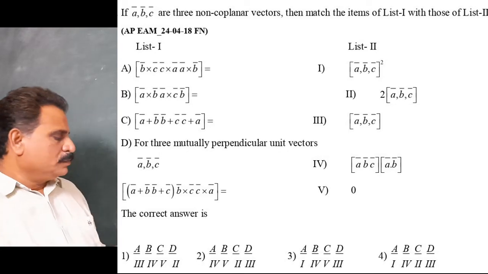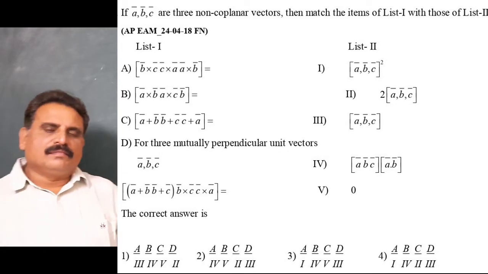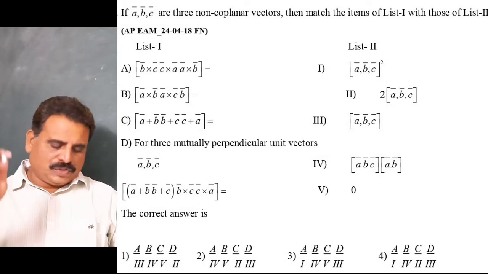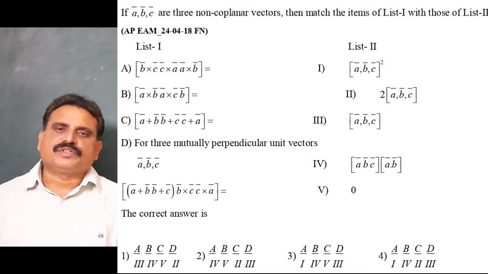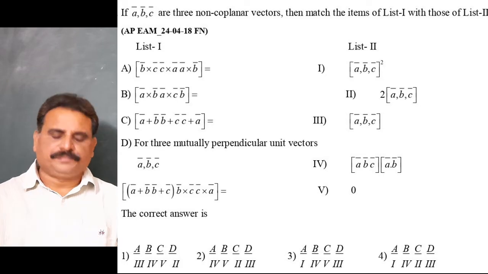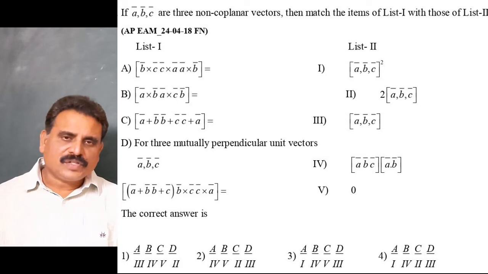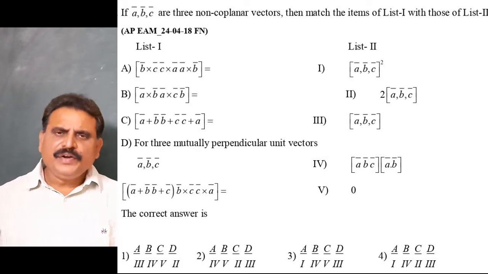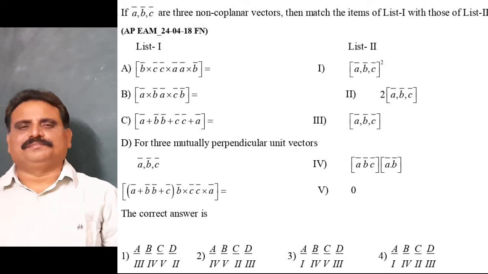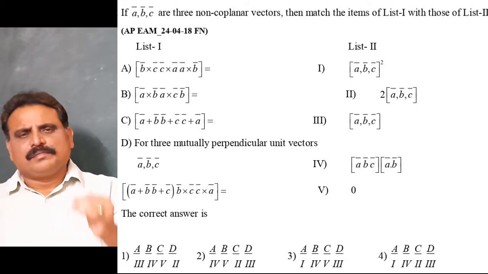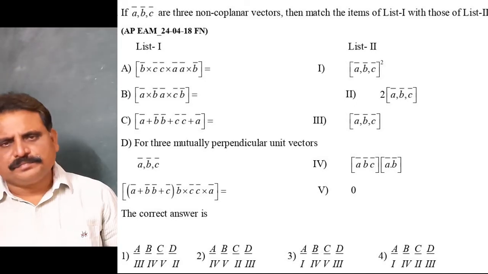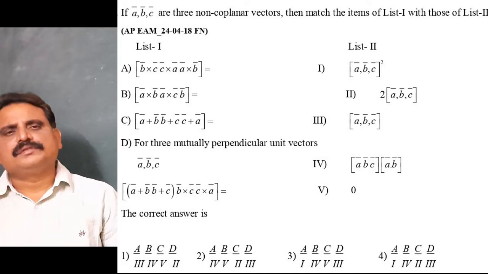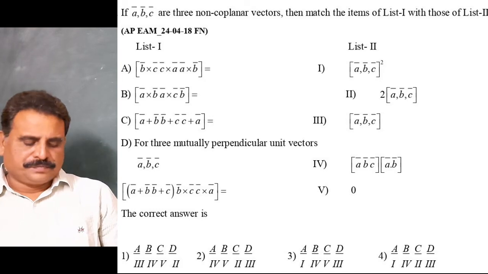Next question. It is matching. List 1 has 4 questions, list 2 has 5 options. You have to match. In this type of question, you need not solve all 4 in list 1. Sometimes if you solve one, the answer can be easily decided by observing the options. Now we go through that.